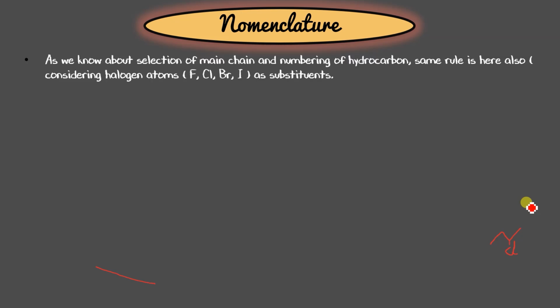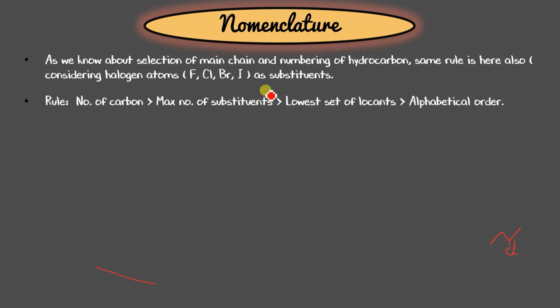Okay. So nomenclature, as we know about selection of the main chain and numbering of the hydrocarbon, the same rule applies here. We first have to select the longest chain if only carbon and hydrogen are there, and if other elements or other functional groups are there, we have to identify the main chain. Got it? And in this case, the halogen will act as a substituent. So what is the rule? We have to take care of this. The number of carbons gets the maximum priority, then the maximum number of substituents gets priority, then the lowest set of locants gets priority, and lastly we write the names in alphabetical order.